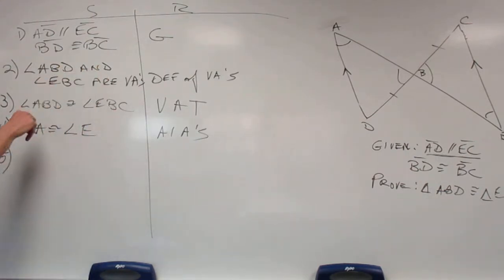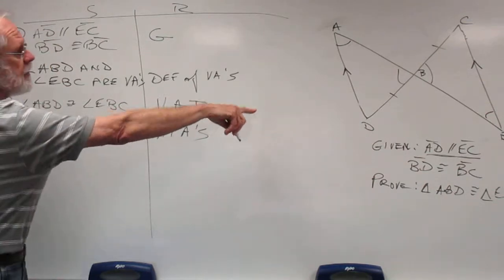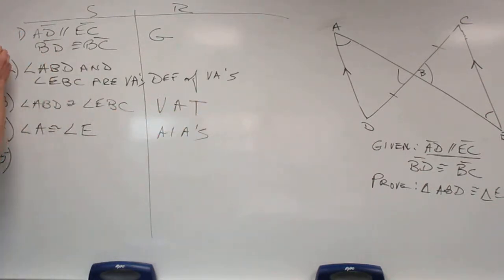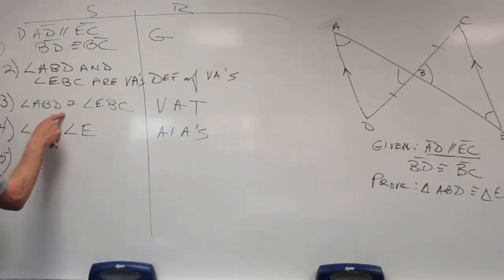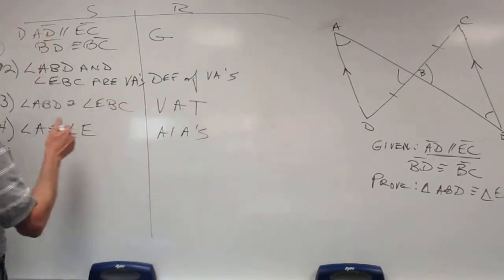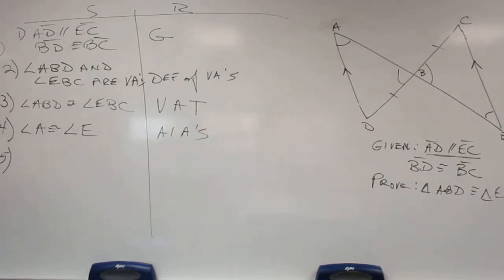Now, let's go back over here and see what we have. And I like to make the marks over here. We have a side, BD to BC. There's an S. We have an angle, and that was the vertical angles. So I'm going to put an A here. And over here we have another angle. So we have 2 angles on a side.